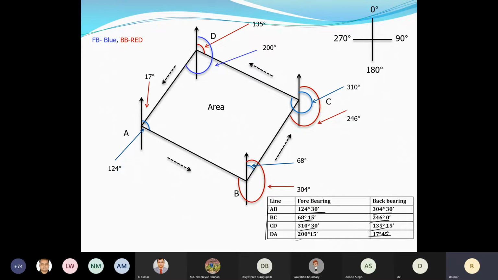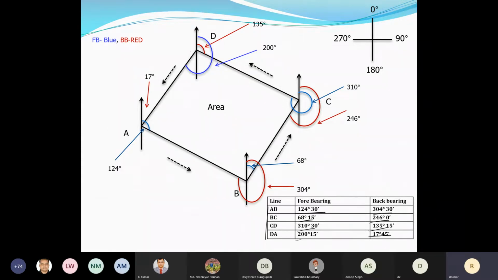So what is your work? You have to find the error. Where is the local attraction? And if there is any local attraction, then you have to divide the correction among all the remaining lines A, B, C, D.